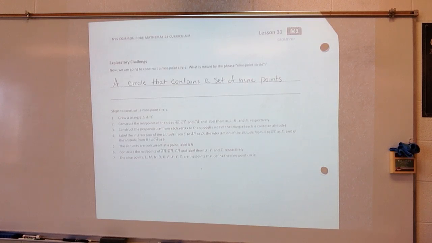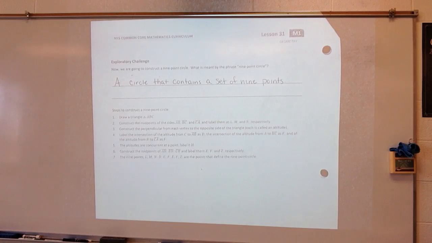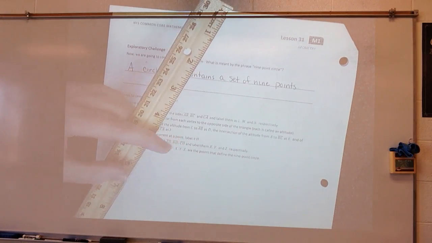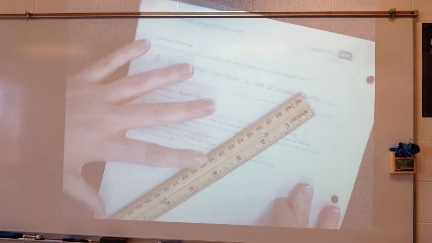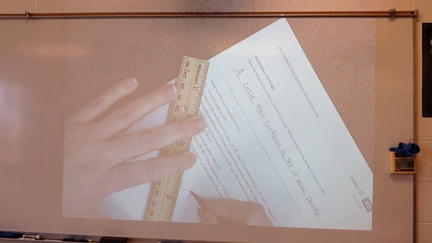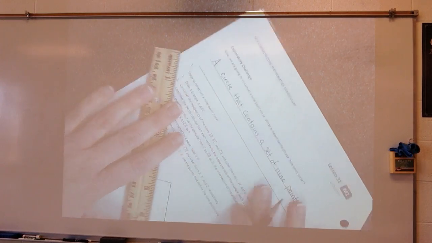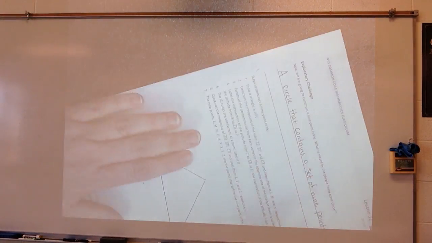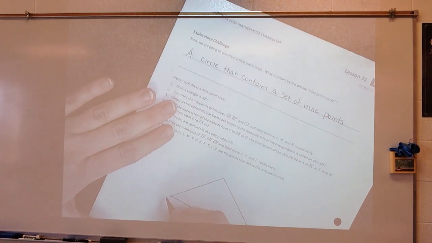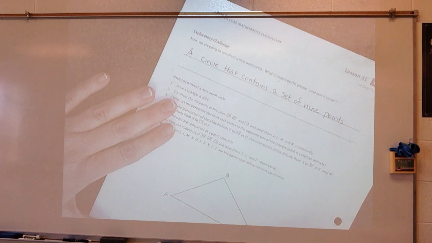So, steps to construct a 9-point circle. So they have given us our steps. So, we're going to draw a triangle ABC. Okay? Notice it is not specific on what kind of triangle we're going to draw. So, we're just going to draw a triangle. Alright, it doesn't say it has to be equilateral, it doesn't say anything specific, it just says draw a triangle ABC. So I have triangle A, B, C.